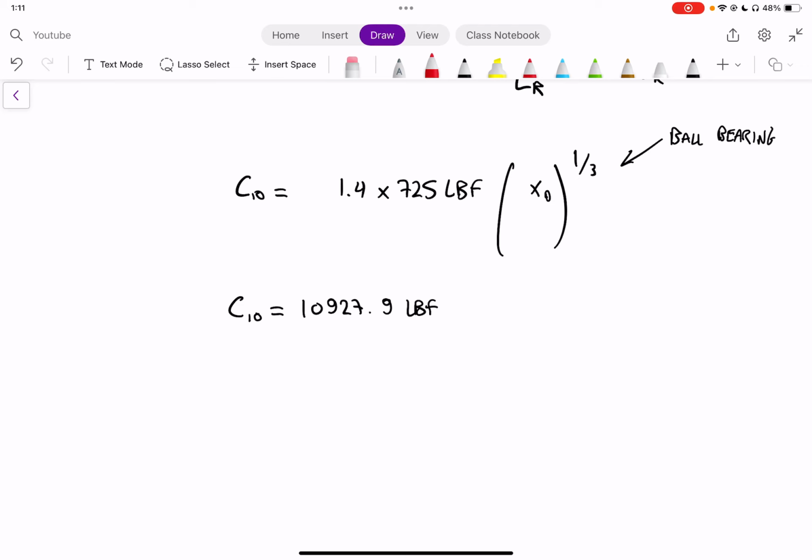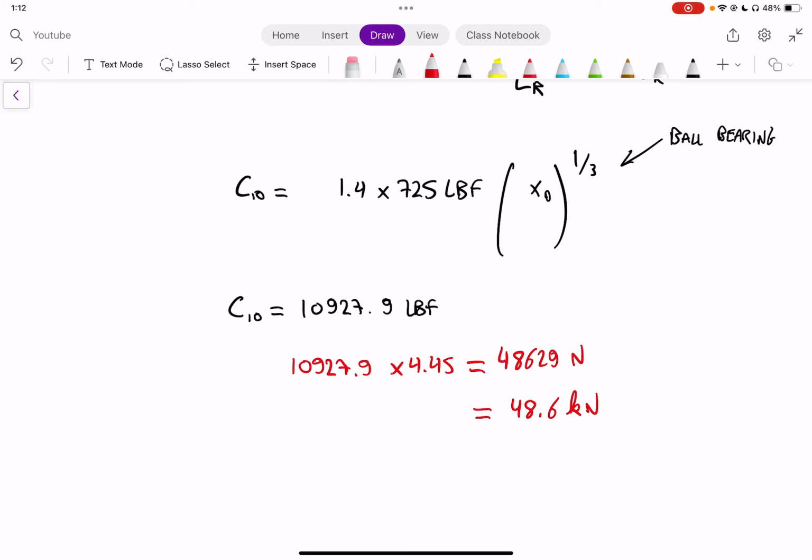So what we're going to do is take 10,927.9 and convert to newtons first, which is multiplied by 4.45. That's the conversion factor. You can also use a conversion online. It's 4.448 usually, but we'll just use 4.45, which gives you 48,629 newtons, which simplifies to 48.6 kilonewtons. So we know that our C10 value in our catalog should be 48.6 kilonewtons.